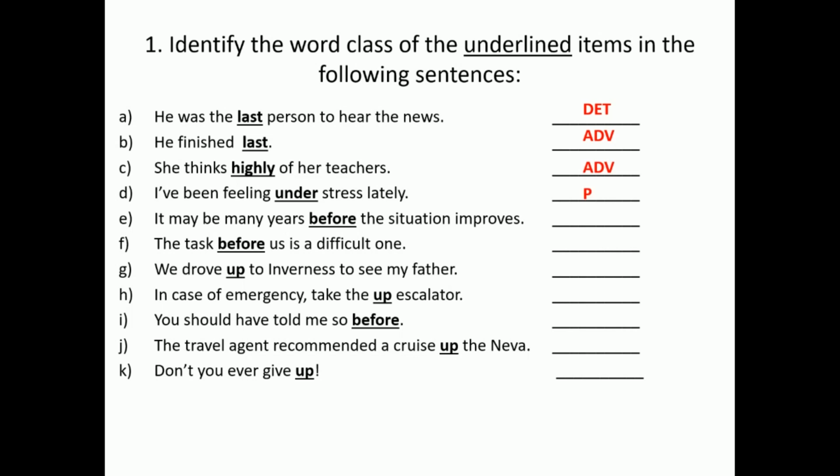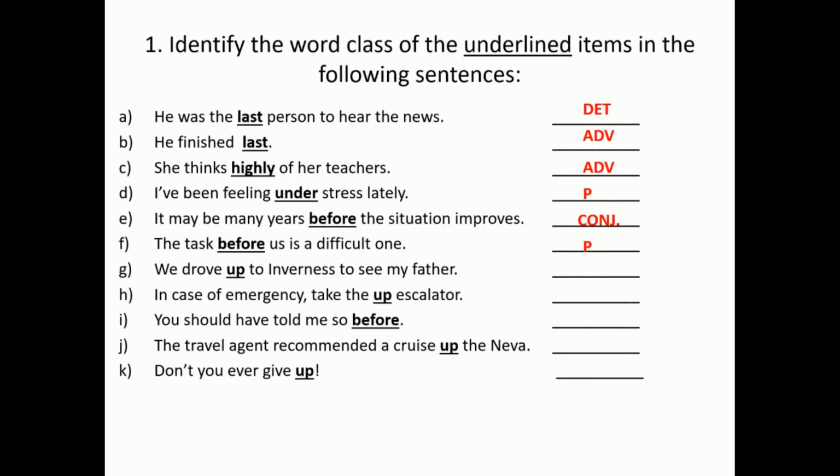It may be many years before the situation improves. Let's hope not. This sounds like a sentence about the pandemic, but it was from 2007. So before is followed by a clause. The situation improves. So before here is actually a conjunction because it introduces a clause. In the next sentence, before is not a conjunction. It doesn't introduce a clause. It introduces just us, the task before us. So this one is a preposition because it is followed by a noun phrase, us.